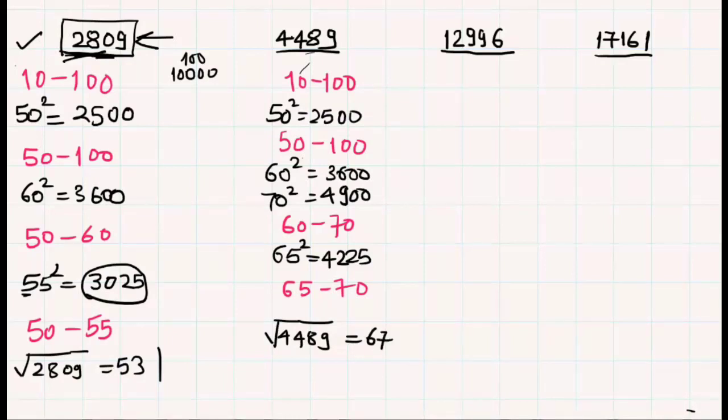Because other square numbers will not have 9 in the unit place. Very good. So can you find out the square roots of these numbers? I'll give you a hint. The square roots of these numbers lie between 100 and 200, both of these. Now apply the same method of estimation.